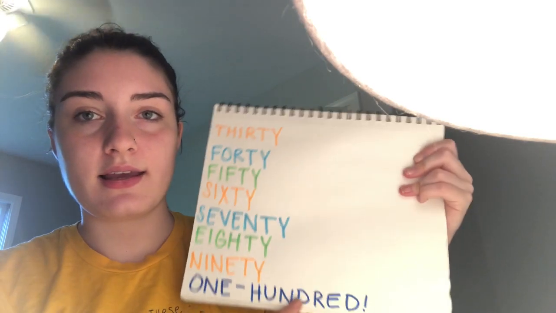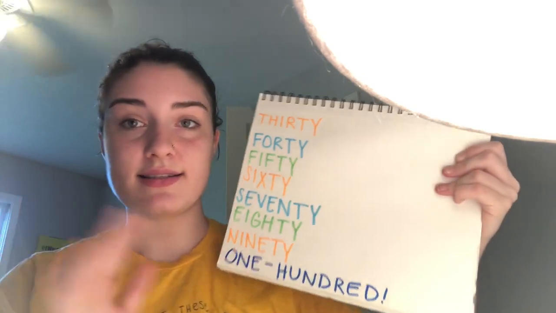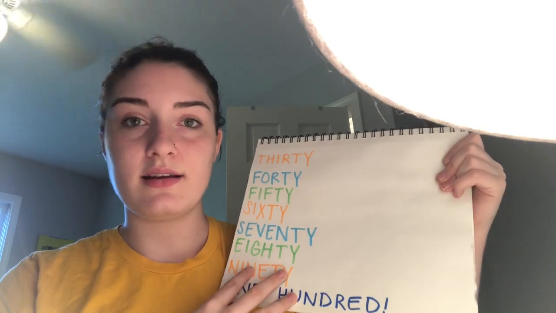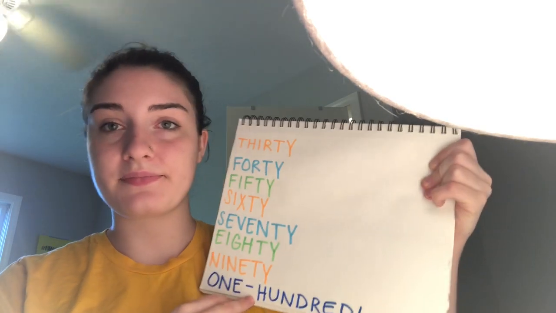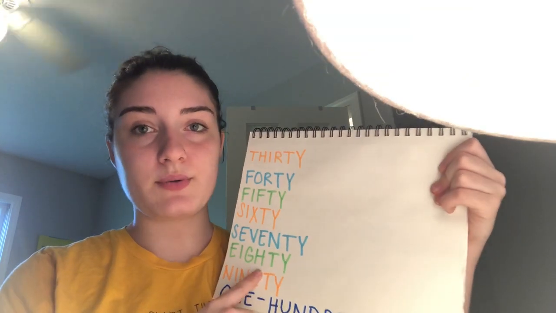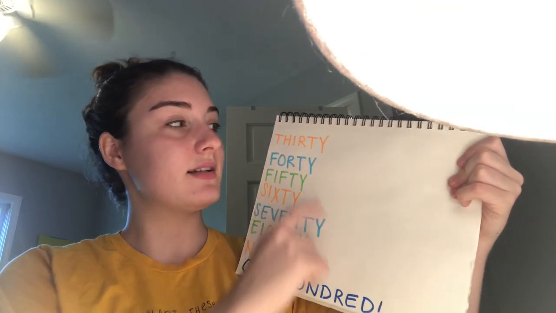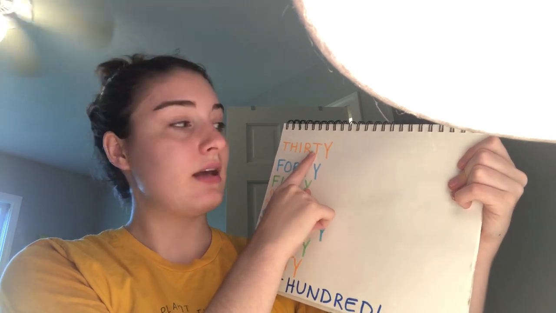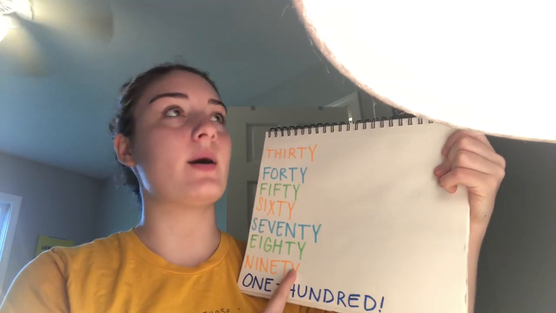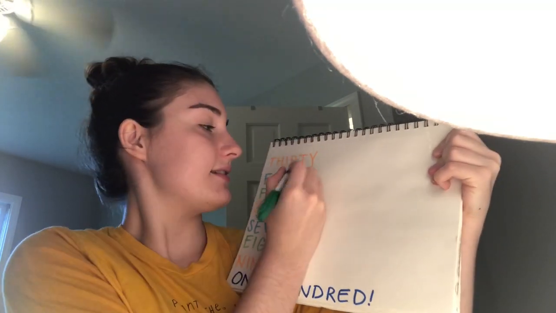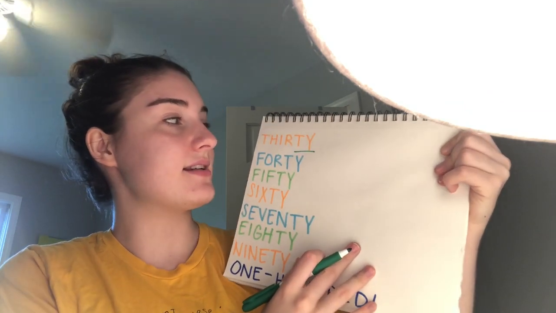So let's take a peek at counting in tens, in increments of 10 after number 20. So after 20, if you do another 10, then comes 30, then 40, then 50, then 60, then 70, then 80, then 90, and then 100. So again, these all follow a pattern. They all have this T sound at the end.